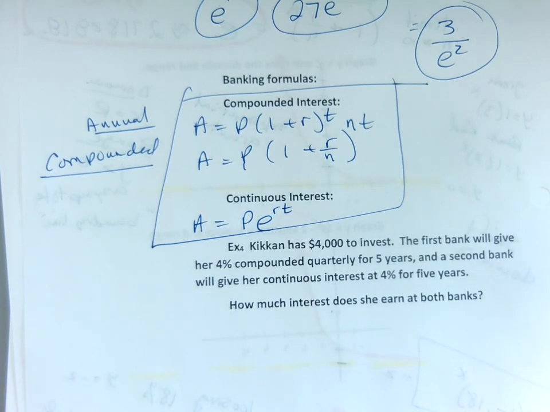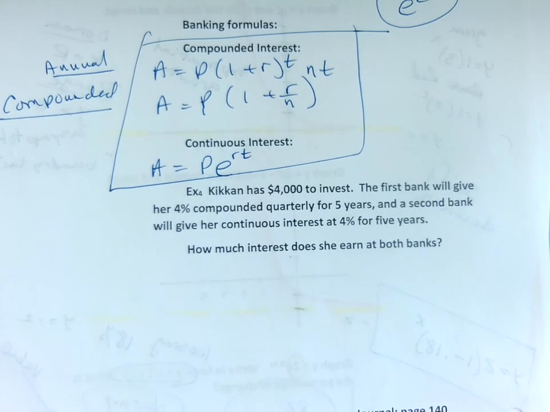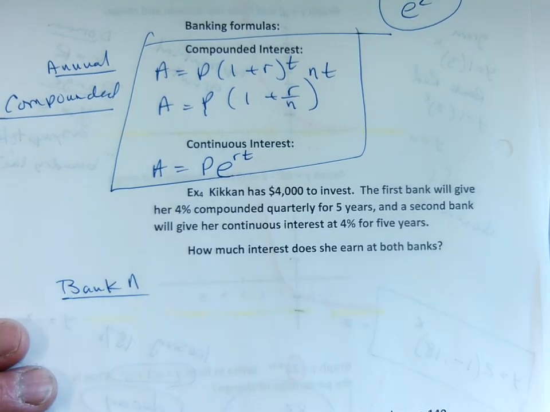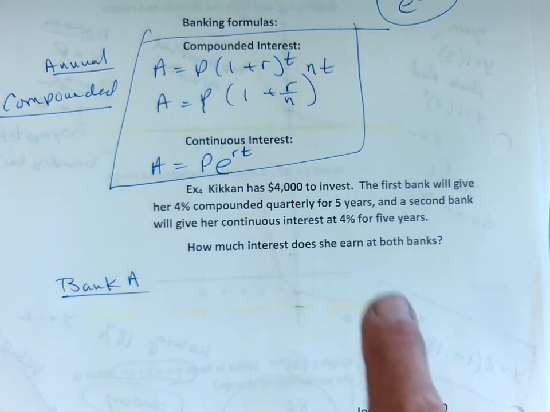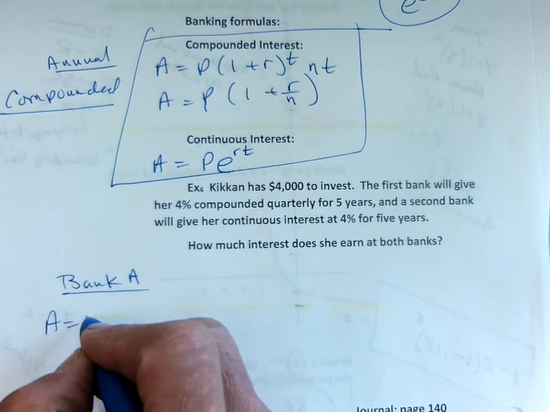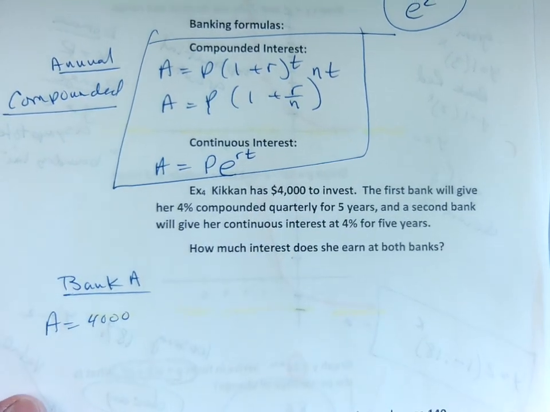So let's take a look at example 4. Okay, Keegan has $4,000 to invest. All right, good for Keegan. The first bank will give her 4% compounded quarterly for 5 years, and a second bank will give her continuous interest at 4% for 5 years. Well, let's figure out how much money she's going to earn. So let's do Bank A first. Bank A. So Keegan's going to go to Bank A. She's going to put $4,000 in, so her principal will equal $4,000.